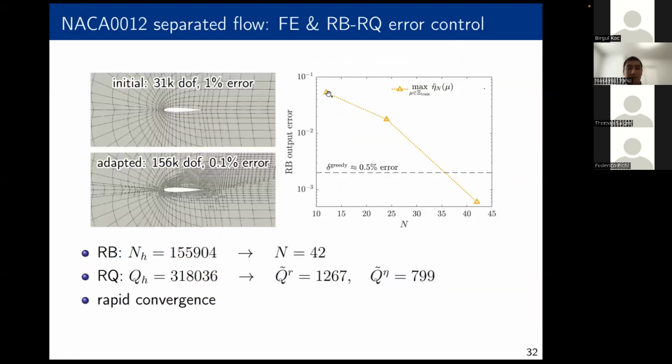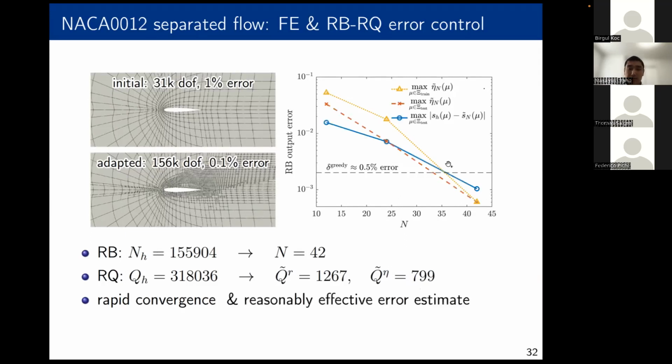So again, we do greedy for this unsteady problem. We end up sampling just 3 parameter points for this 1 parameter problem. In that process, our mesh also gets refined. You can see that there's lots of refinement in the wake region. And our final ROM has 42 degrees of freedom and about 1,200 quadrature points for the primal problem and 800 for the dual problem. And we see this rapid convergence over the training set.